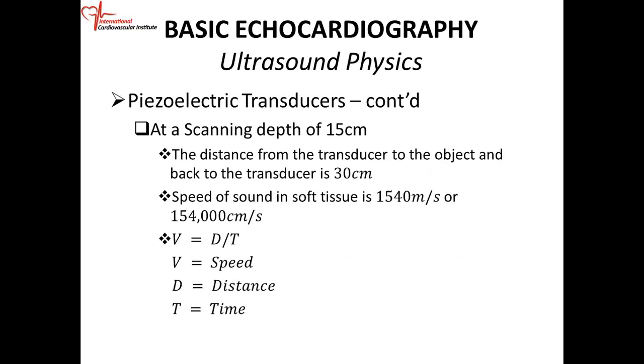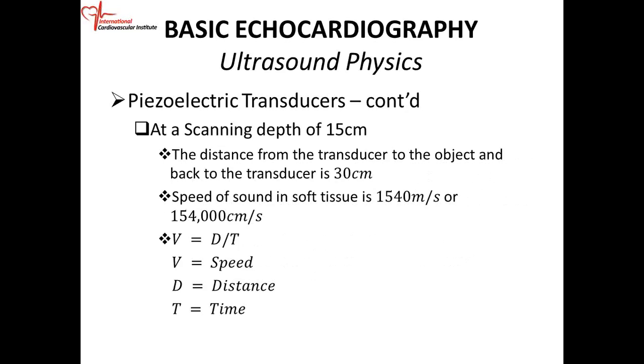You already know the speed of ultrasound in tissues. We talk about that and repeat it over and over. It is 1540 meters per second. That's the speed of ultrasound in soft tissue. So you have the distance, and you have the speed, so you can work out the time.